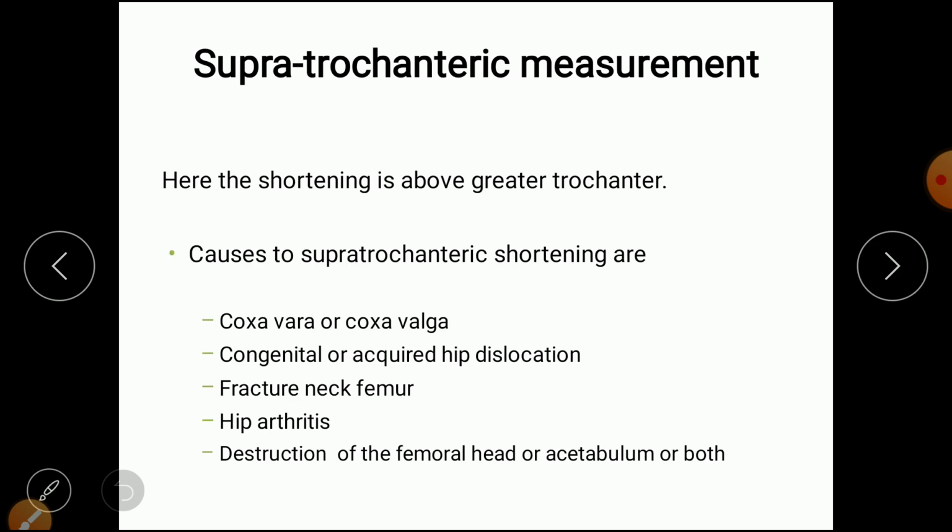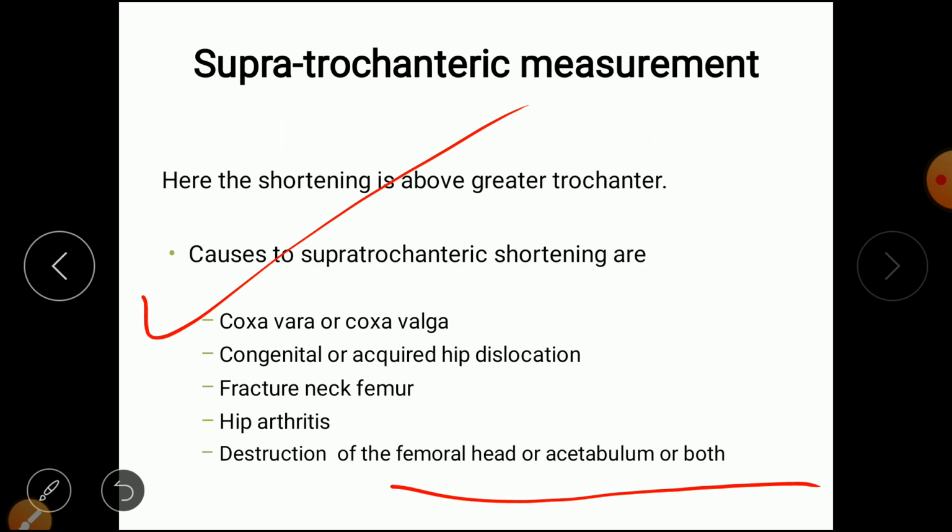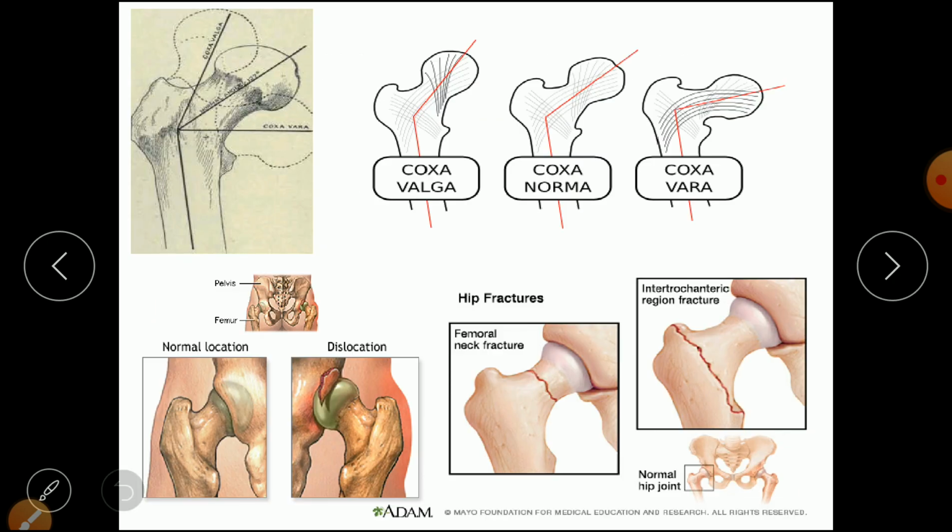Now into limb length measurement, there are two measurements: supratrochanteric measurement and infratrochanteric measurement. Because the causes of shortening are sometimes supratrochanteric and sometimes infratrochanteric. The supratrochanteric shortening causes are coxa vara or valga, congenital hip dislocation, fractured neck of femur, hip arthritis, and destruction of the femoral head or acetabulum. So these are the causes for supratrochanteric discrepancy.